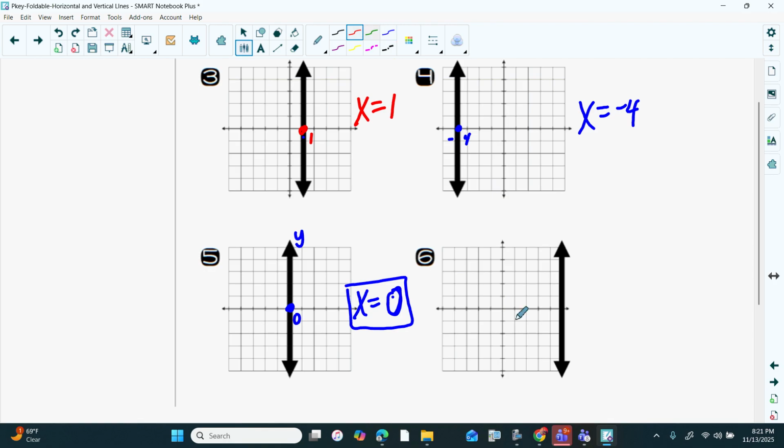And then here, we have a point that touches the x-axis at 5, so this is x equals 5. Okay.